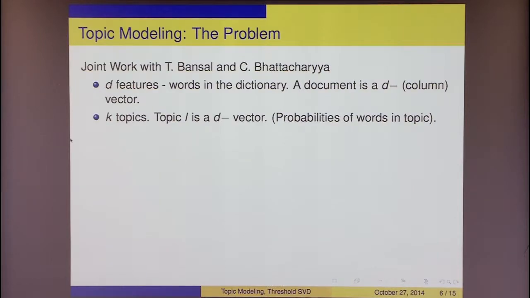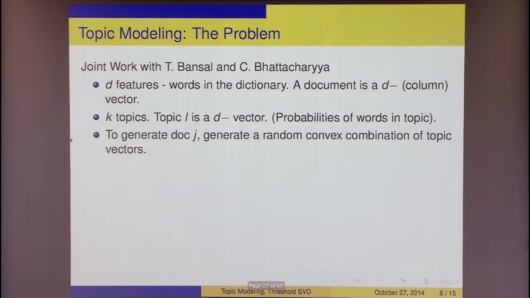And there are K topics. K is much smaller than D. So 20,000 words perhaps, but 50 topics perhaps. We have a collection of documents which cover 50 topics perhaps. And the Lth topic is also a D vector for us. And the D vector just gives you the probabilities of words in the topic. So documents as well as topics are D vectors.